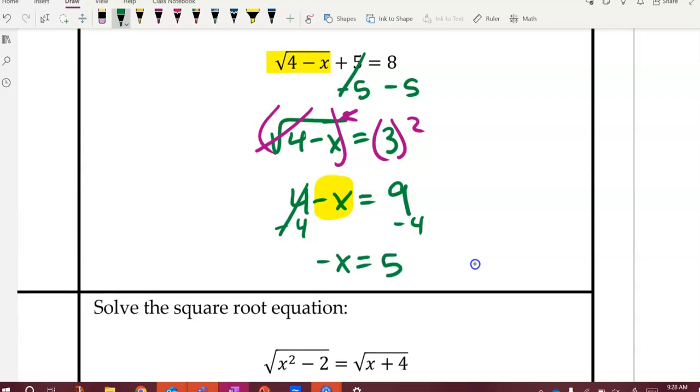And we're left with negative x equals 5. Really, there's a negative 1 right there. So when we divide by negative 1, all that happens is the negative switches from the x to the other side, to the 5. And now we have x equals negative 5.